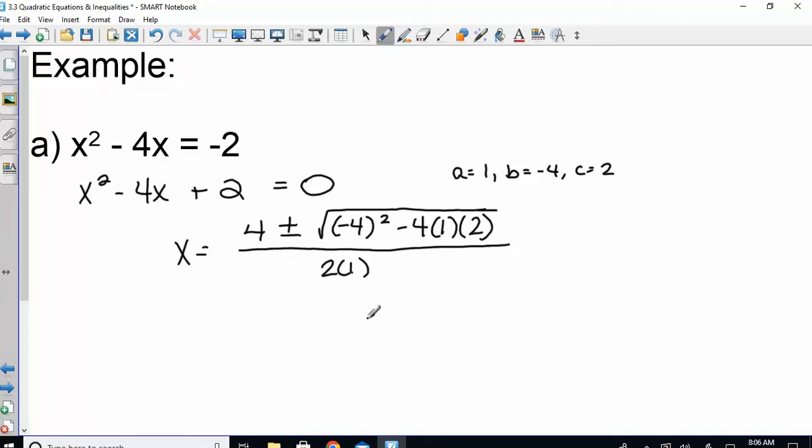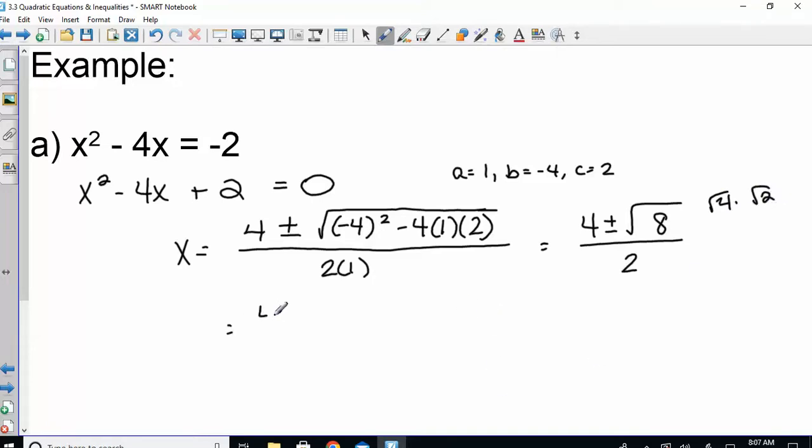One thing, I think Mrs. Keller usually had you give decimals for this, and I don't want decimals. I want the exact values, so we're going to keep it in radical form. So let's go ahead and simplify from here. So this would be 16 minus 8, which is 8. How would I break down the square root of 8? 2, 2. So 2 square root 2.